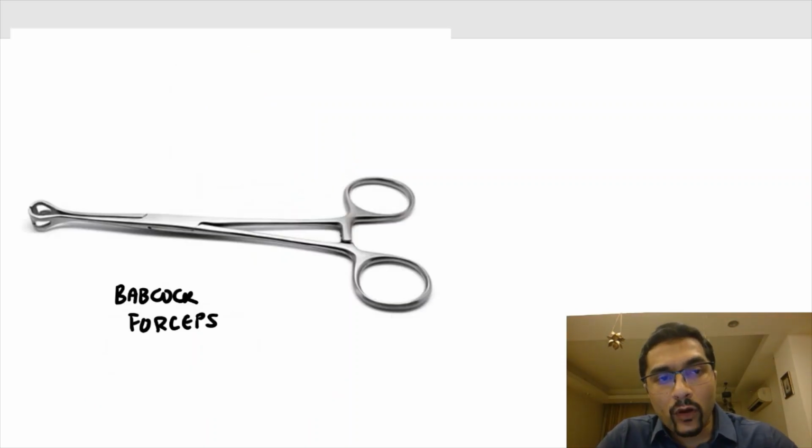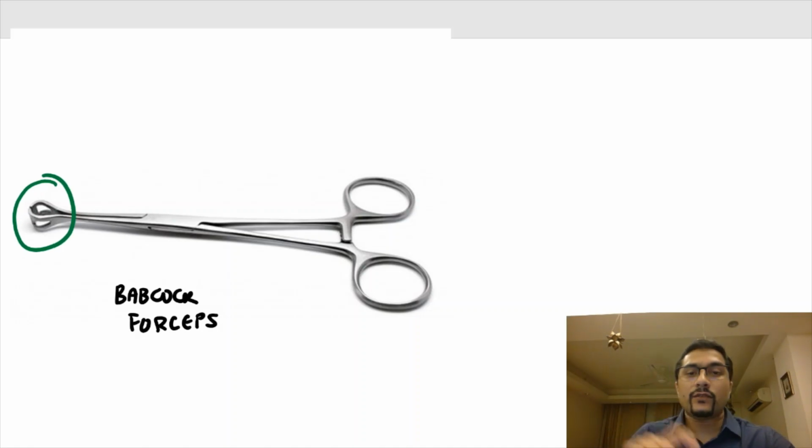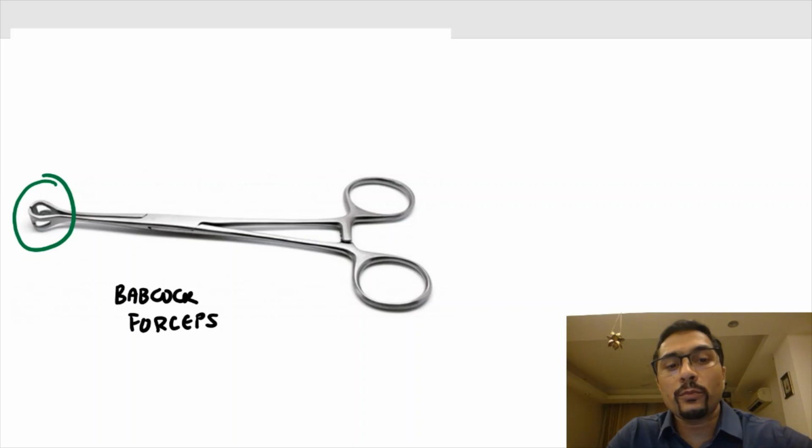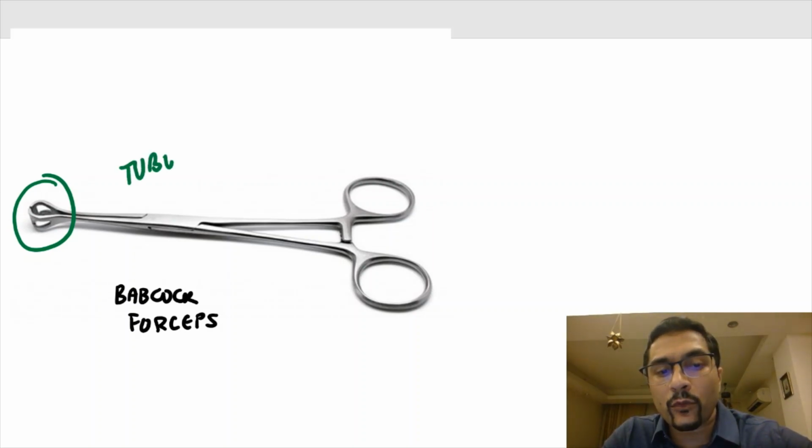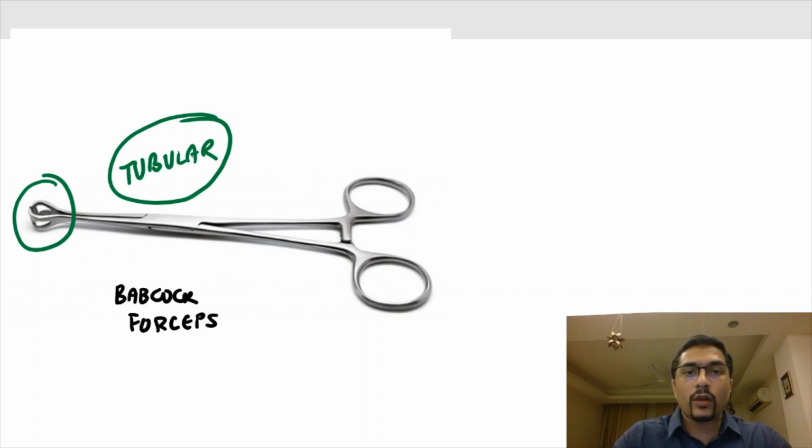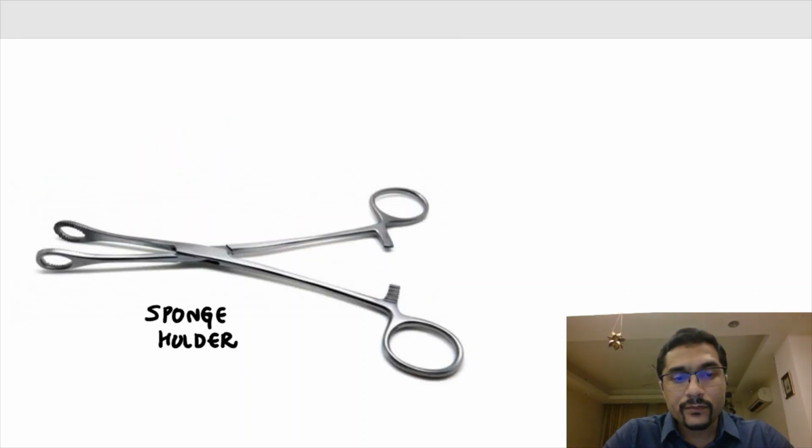This one is a Babcock forceps. You can see the difference from Allis. There are no teeth here. There is some space between the two handles. So you can hold a tubular structure using Babcock forceps, right? Like the appendix or the fallopian tube can be held using a Babcock forceps.